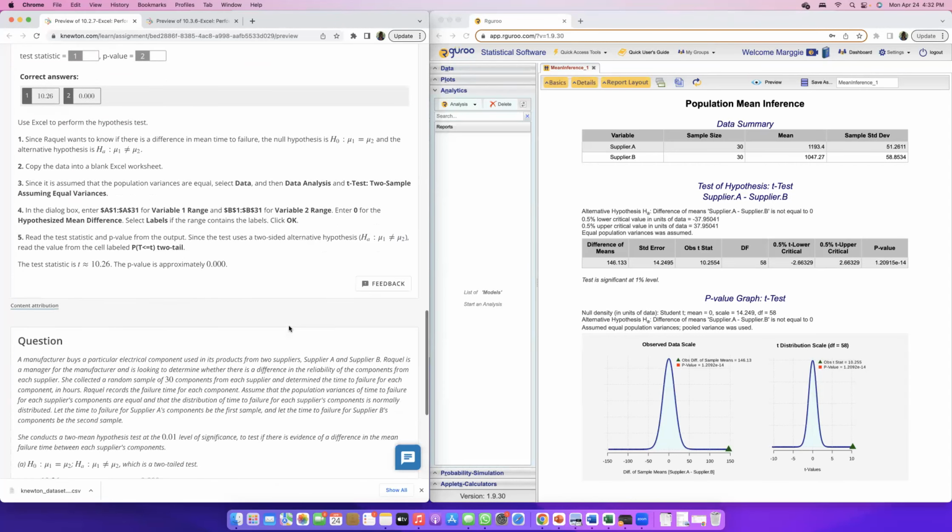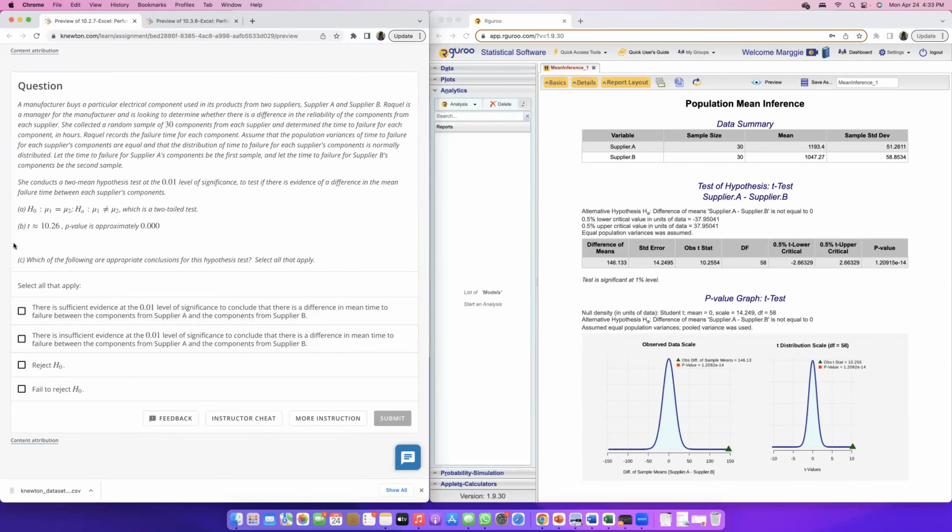Then we continue here. We need to make our decision. With a p-value so small, we reject the null hypothesis, which means that we have enough evidence. We have sufficient evidence at a 0.01 level of significance to conclude that there is a difference in mean time to failure between the components from supplier A and the components from supplier B.